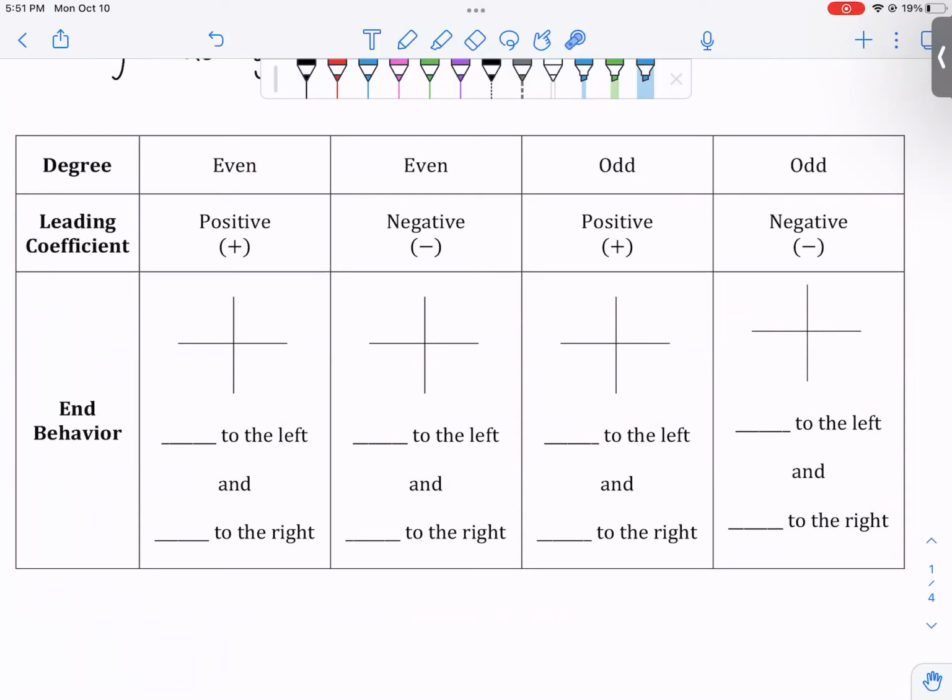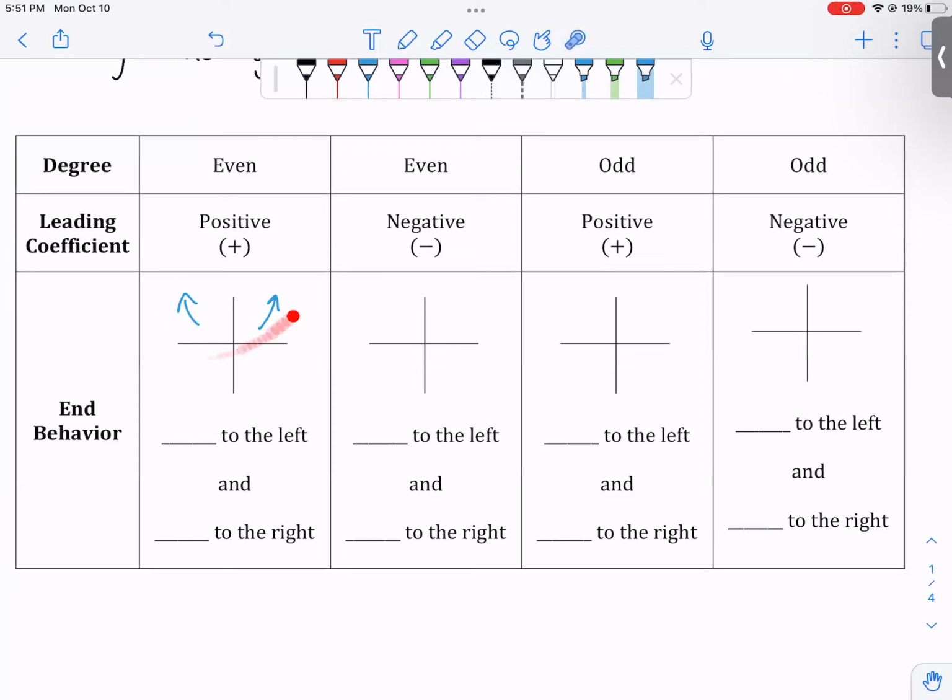Even degree means they're going in the same direction. Leading coefficient positive means that it's going up as it's going to the right. Because it's even, the direction is the same on both sides. They both go up as they go to the left and right. The word we use is rising and falling.